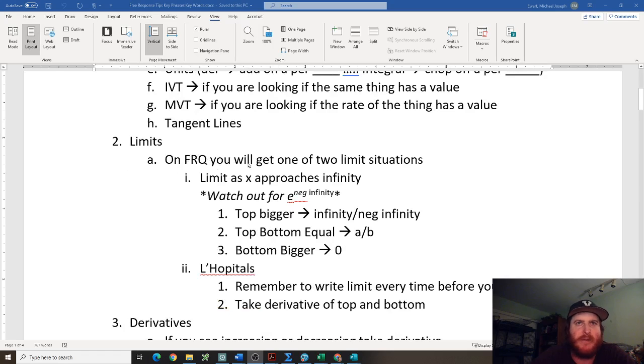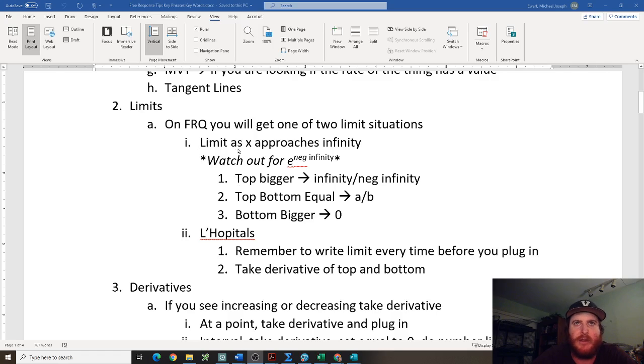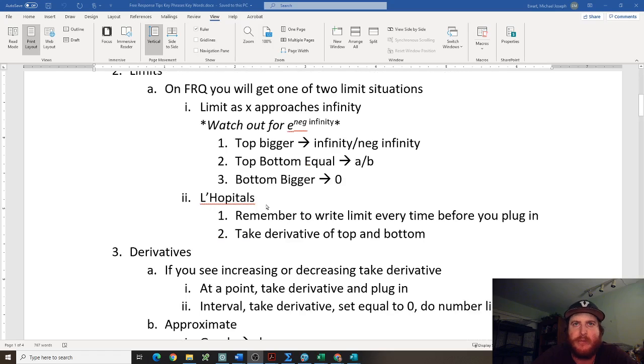For limits on the free response, you really don't get a whole lot of limits. Every once in a while, they might have the limit approaching infinity thing. So if the top is bigger, it goes to infinity or negative infinity. If the top and the bottom are equal, it goes to a over b, and if the bottom is bigger, it goes to 0. Do watch out for e to the negative infinity power, that flips down to the bottom. And then you might get L'Hopital's. We'll talk a little bit more about L'Hopital's.